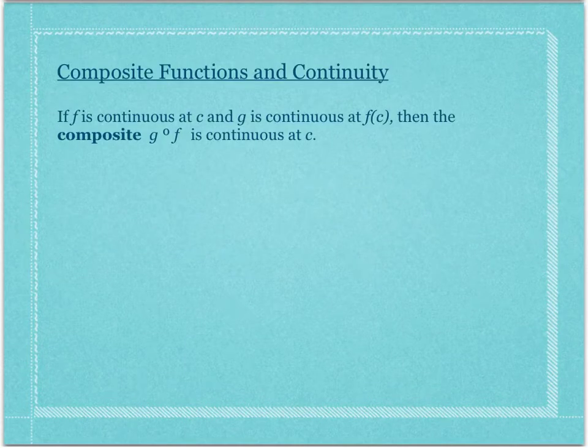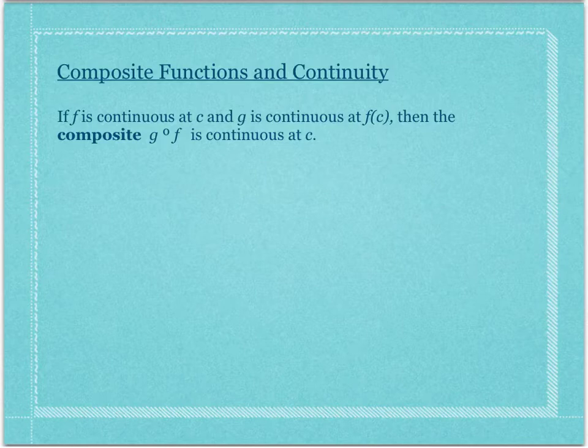Alright, here's another thing that we had studied about before, composite functions. That's like f of g of x, g of f of x. So the idea here is that if f is continuous at c and g is continuous at f of c, then the composite g of f is continuous at c.